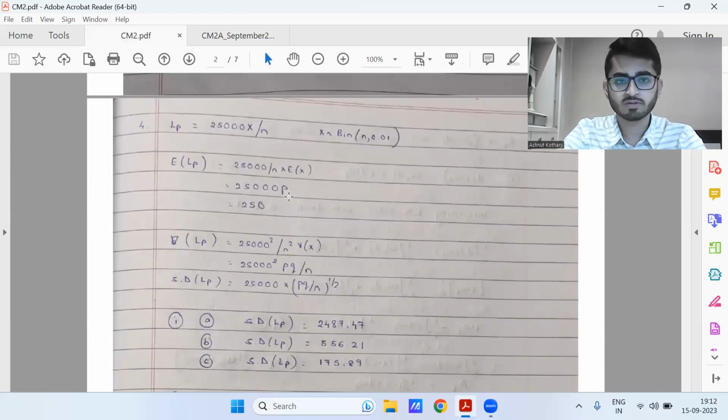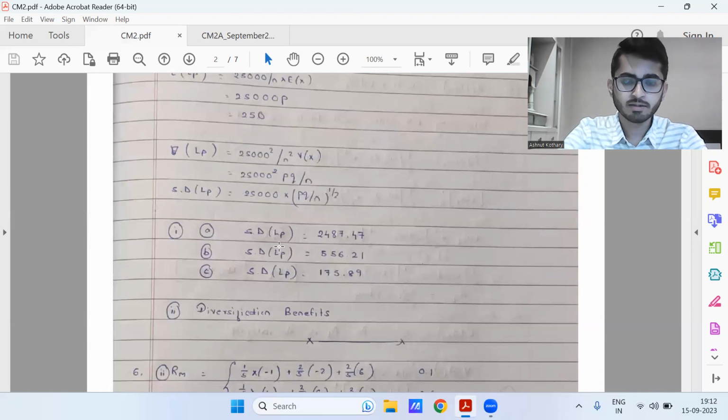It's coming out to be 25,000 p, which is 250. So this remains the case in all cases, whatever be the value of n. Then this is the variance. This comes out with the standard deviation, putting the different values of n. These are the values which I'm getting.